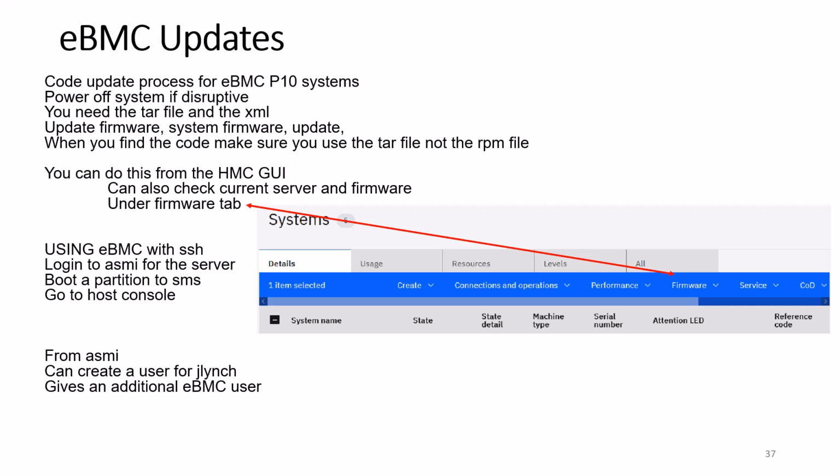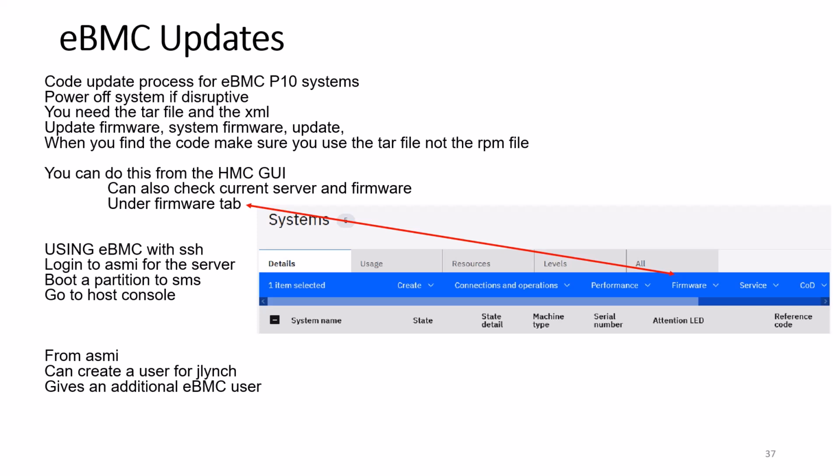The other piece that you need to update is your eBMC or your server firmware. And typically the process is that you'll need to get the firmware. I usually load it to my NIM server, unless I'm updating the firmware on my NIM server. And you're going to get the tar file and the XML file for the Power10, and then you'll just go through update firmware, system firmware, update. When you find the code, make sure you use the tar file, not the RPM file.